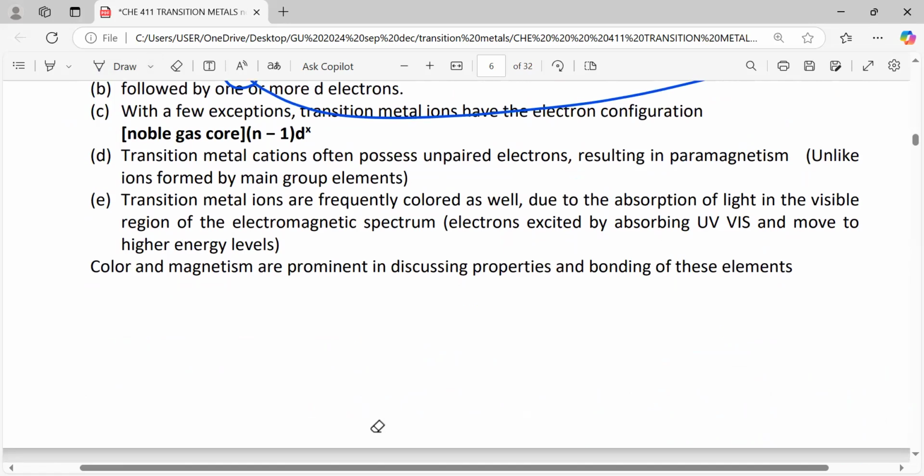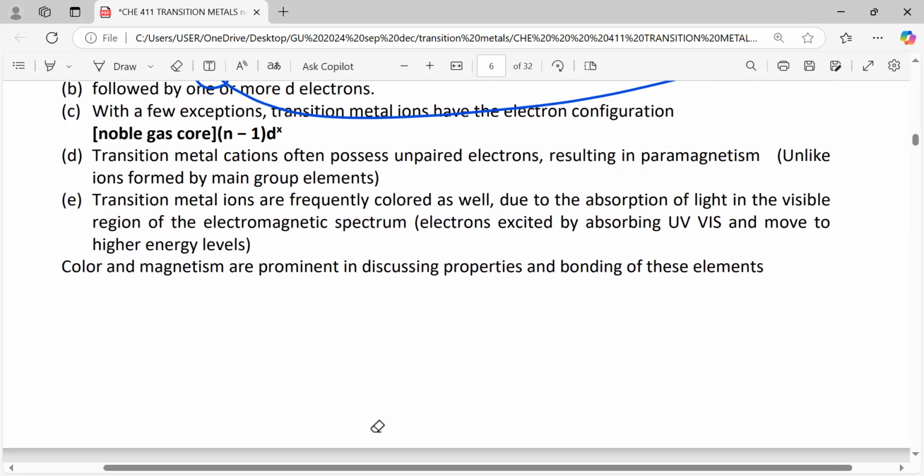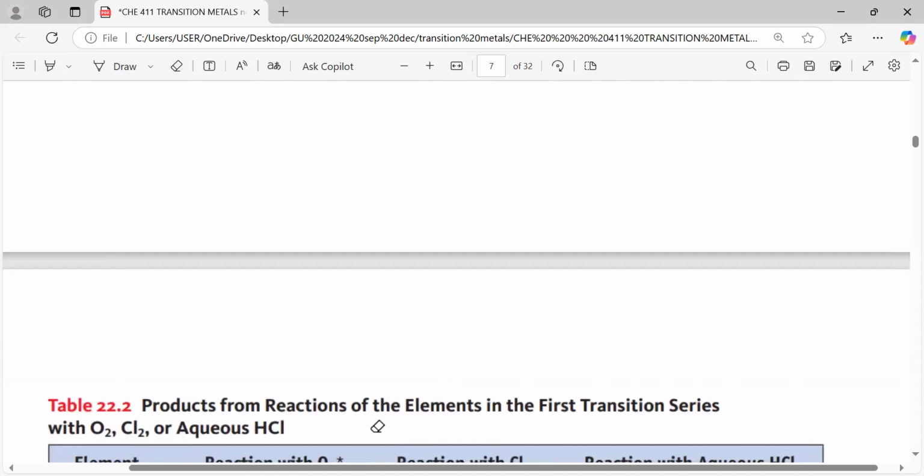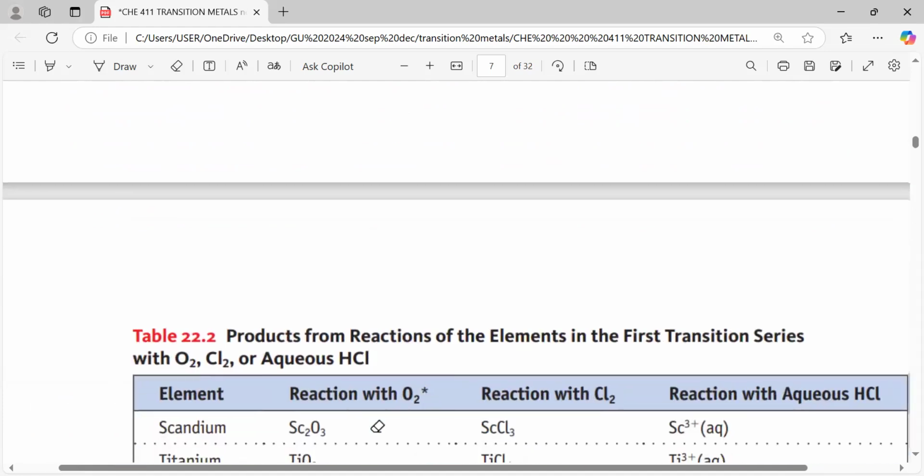Transition metal ions often possess unpaired electrons, resulting in paramagnetism. Transition metals are frequently colored due to absorption of light that causes electrons to be excited from a lower energy level to a higher one. So colors in transition metals are usually due to electrons moving from lower to higher energy levels. We shall see this later when we discuss properties and bonding, and how that affects the orbitals.